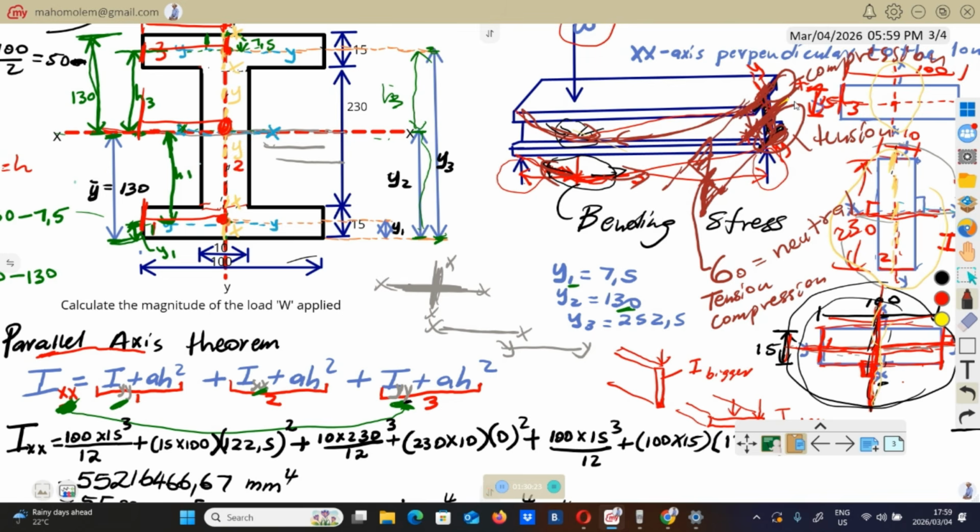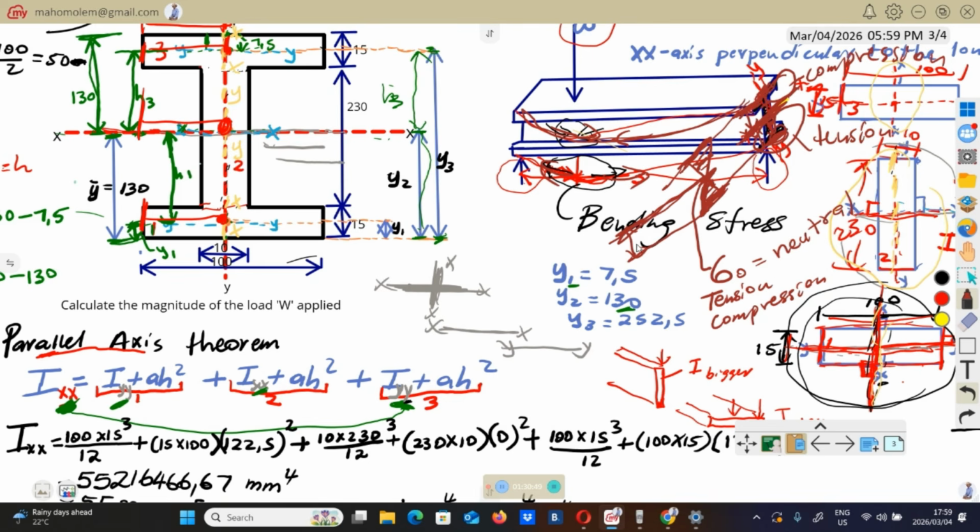So when you calculate stresses, unless otherwise specified, you are going to calculate the maximum stress, which will either be here or here. So what did I say about y? Y will be the distance from the neutral axis to the point where you will be looking for stress.